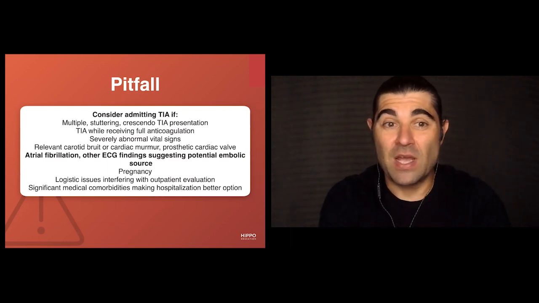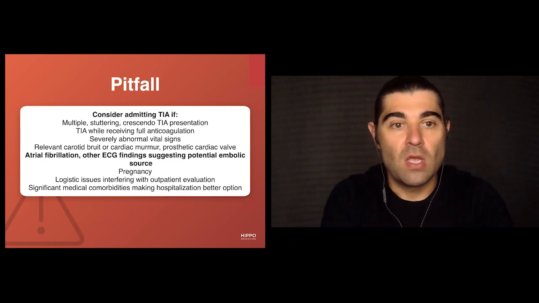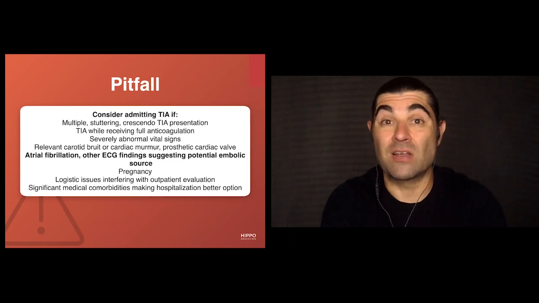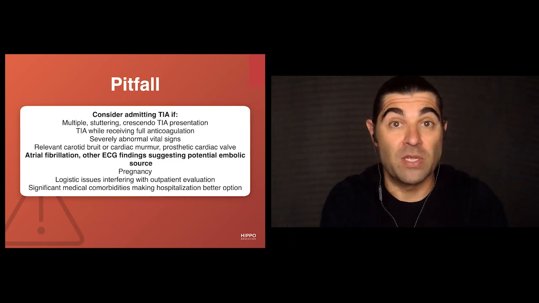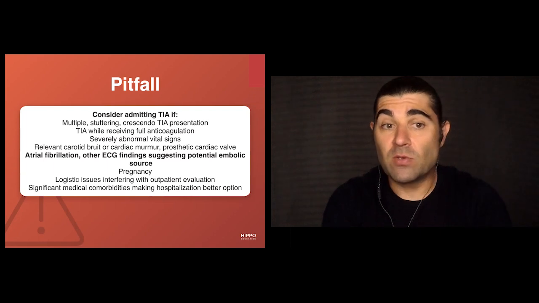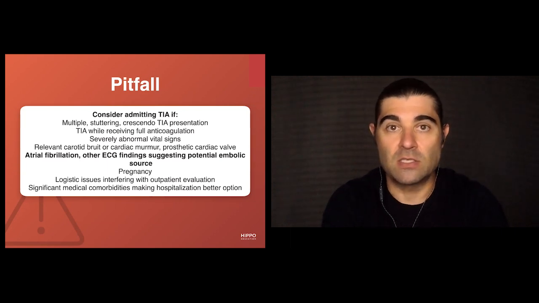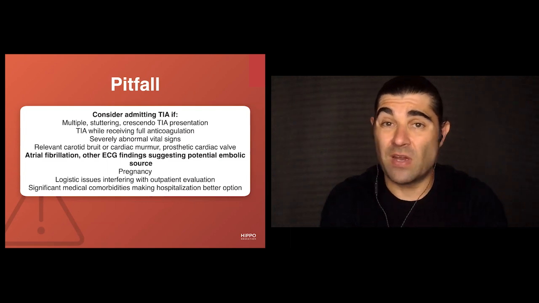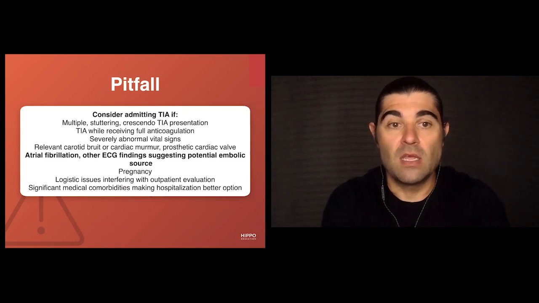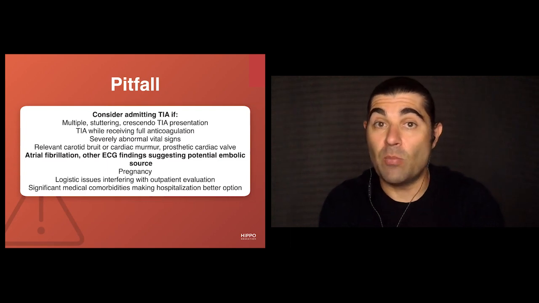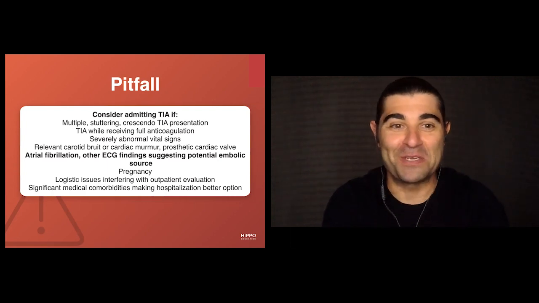TIA while receiving anticoagulation, severely abnormal vital signs like hypertensive emergency, for example, and then patients with carotid bruits or new cardiac murmurs, prosthetic cardiac valves, all would require and should be considered for admission. Atrial fibrillation and other EKG findings suggesting potential embolic source. Again, we said anticoagulation is a directed therapy for that, so those patients would get admitted. In this article, they also state if they're having a TIA and they're pregnant, they should get admitted. Logistic issues with getting outpatient evaluation, which I think is the biggest one most of us face.